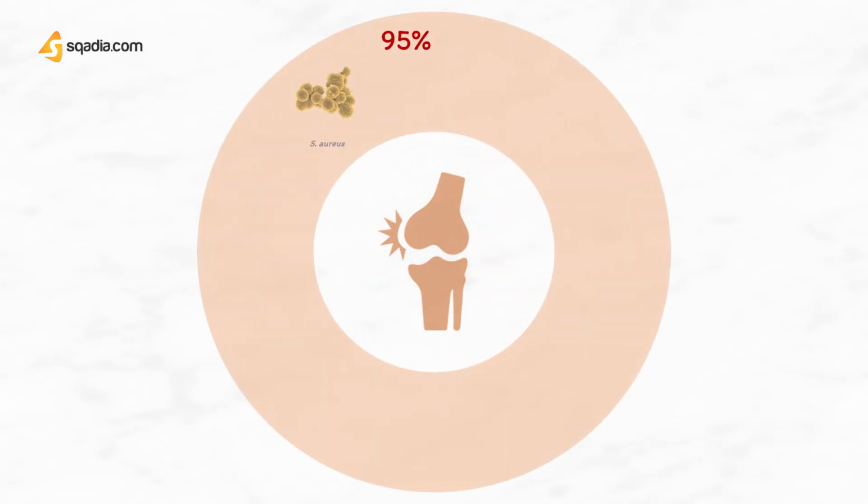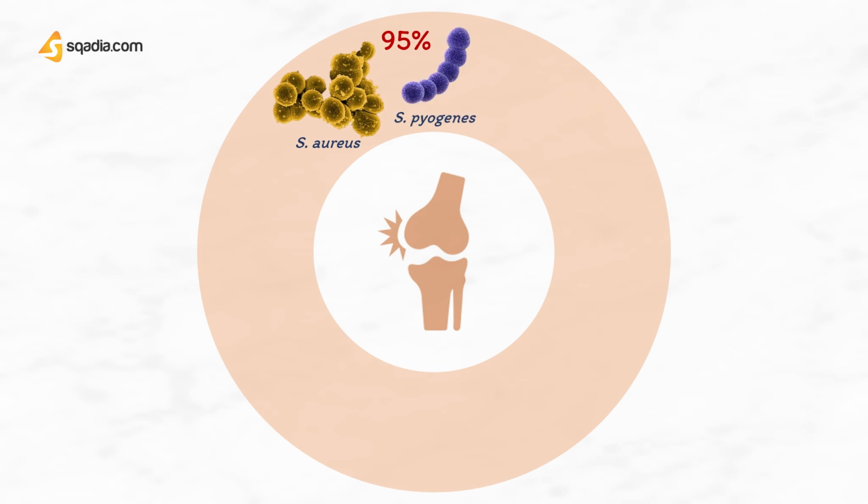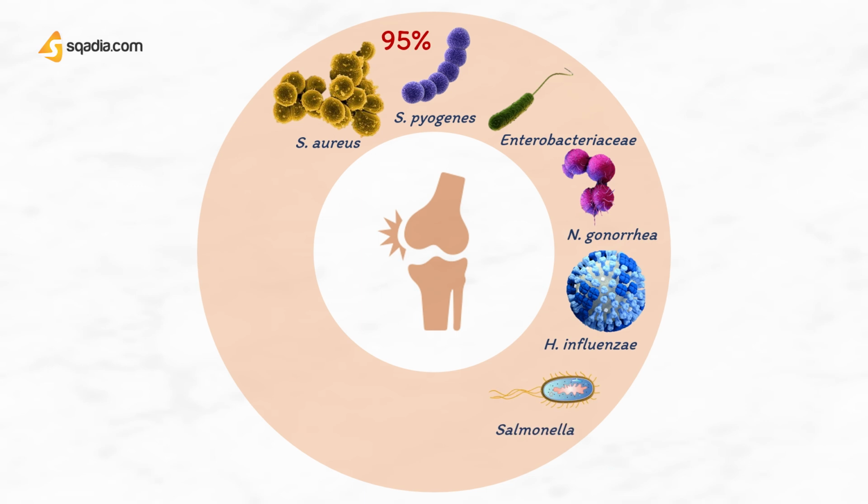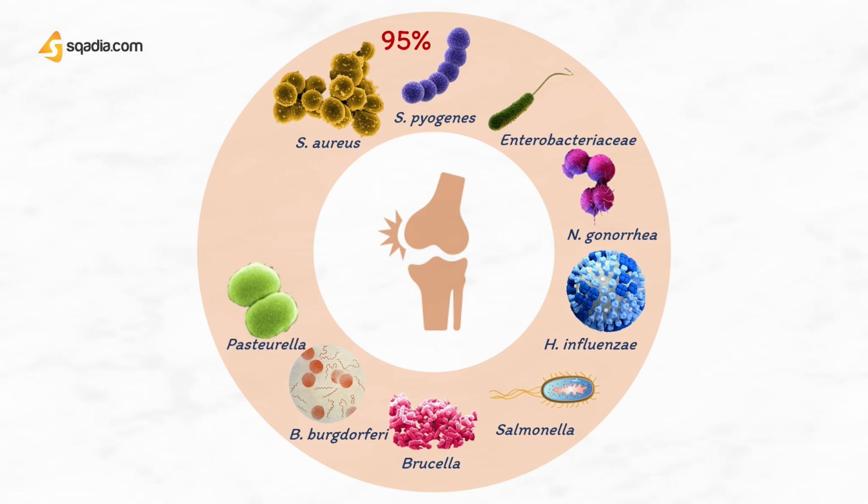Thirdly, we have suppurative arthritis, which follows bacteremia or infection of the joint. 95% of cases are caused by Staphylococcus aureus and Streptococcus pyogenes. Other causes include Enterobacteriaceae, Neisseria gonorrhoeae, Haemophilus influenzae, Salmonella species, Brucella species, Borrelia burgdorferi, and Pasteurella, and it also includes Mycobacterium tuberculosis. Large joints, for example the knee, are most commonly affected. Prosthetic joints are at risk of early and late infections.